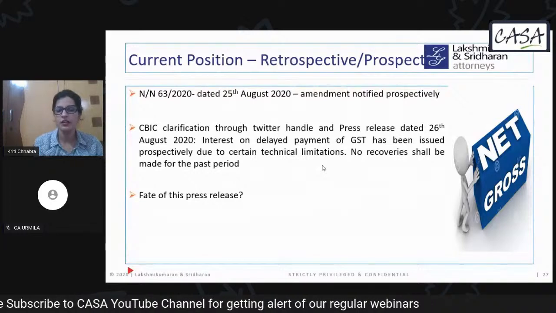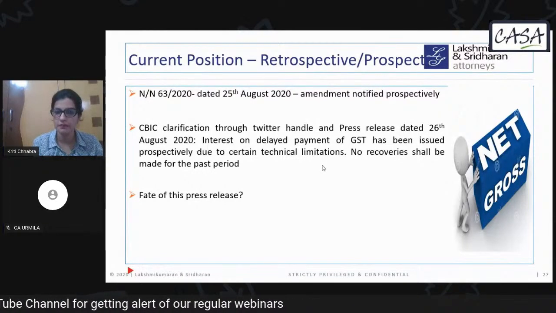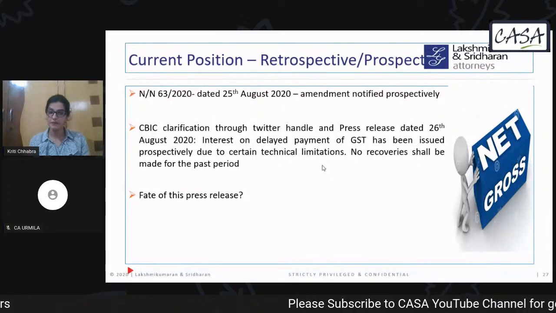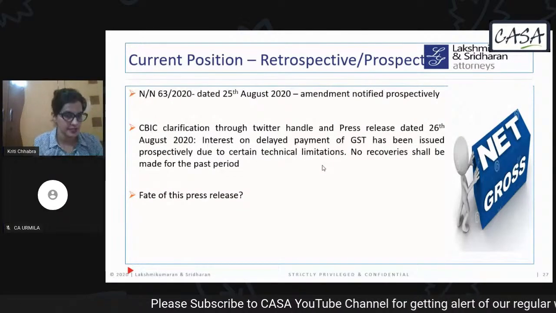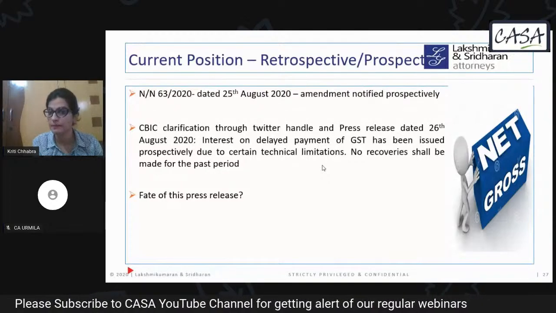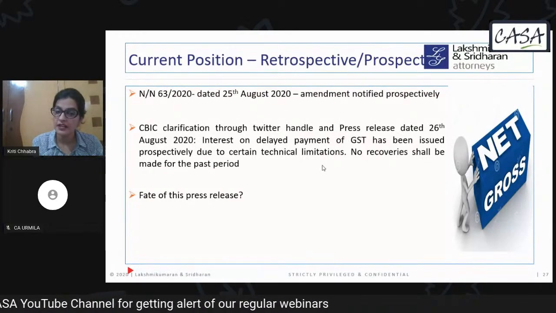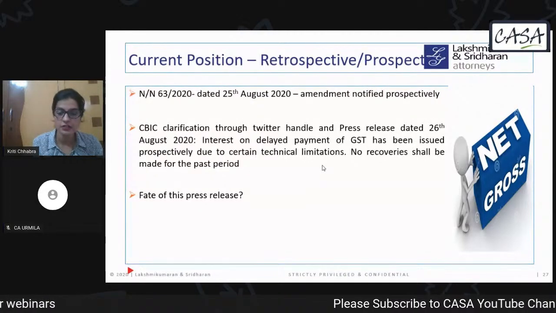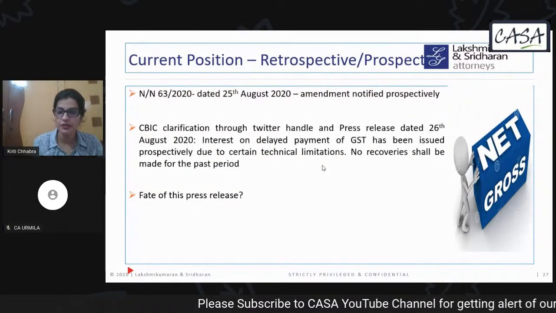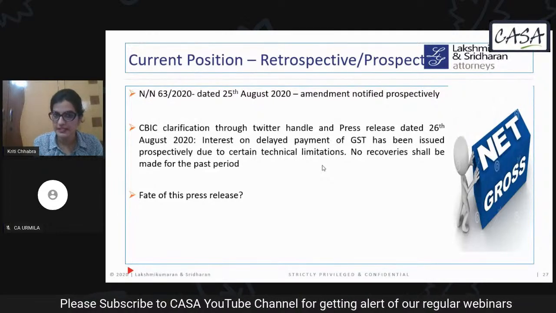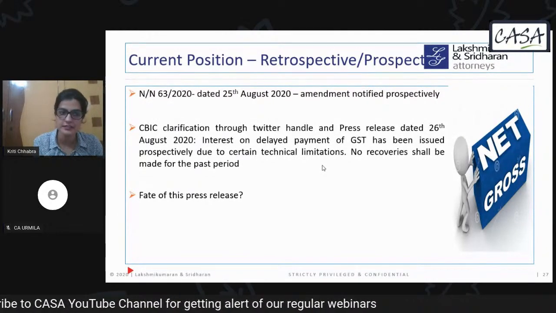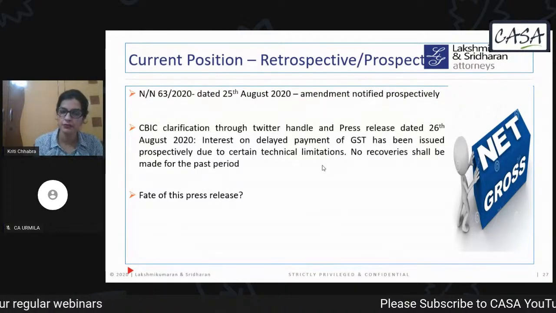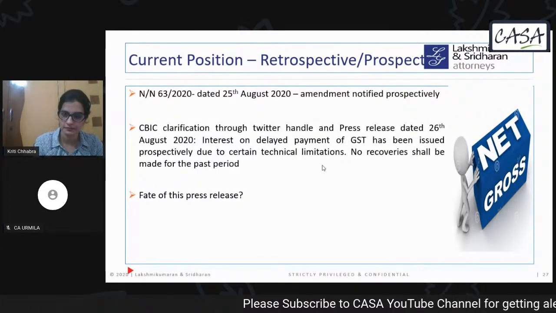Though it is a kind of security which has been given by the government, CBIC, and GST Council to the assessees, there remains a question: what is the fate of these press releases? Because these press releases cannot be said to be binding, and since departments are already going after the assessees claiming interest on total cash or total liabilities of the client. So it is yet to be seen what is the fate of this press release, and we should definitely seek some clarification from the government in this respect. So this is my view on this particular amendment.